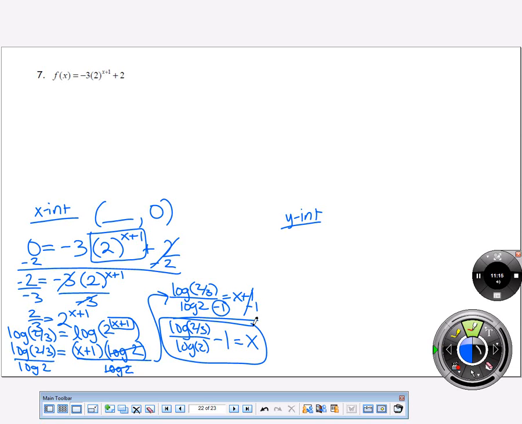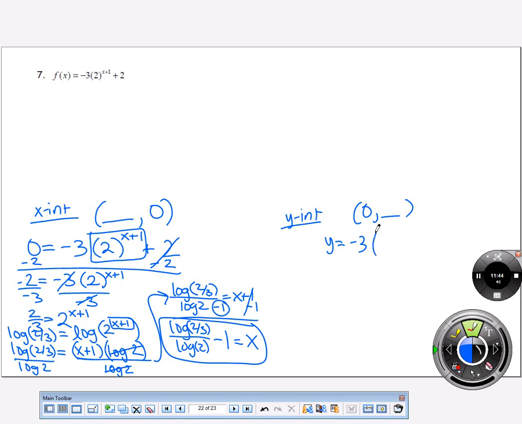So same idea for x-intercept. 0 goes in for y. When it's exponential, get it alone. If you can make the same base, great. If you can't, remember, if you're stuck in an exponential equation, try logs. If you're stuck in a log equation, try transforming it into exponents. They kind of work to help each other. All right, so y-intercept of this one, 0 in for x. What's going to be the y-intercept?